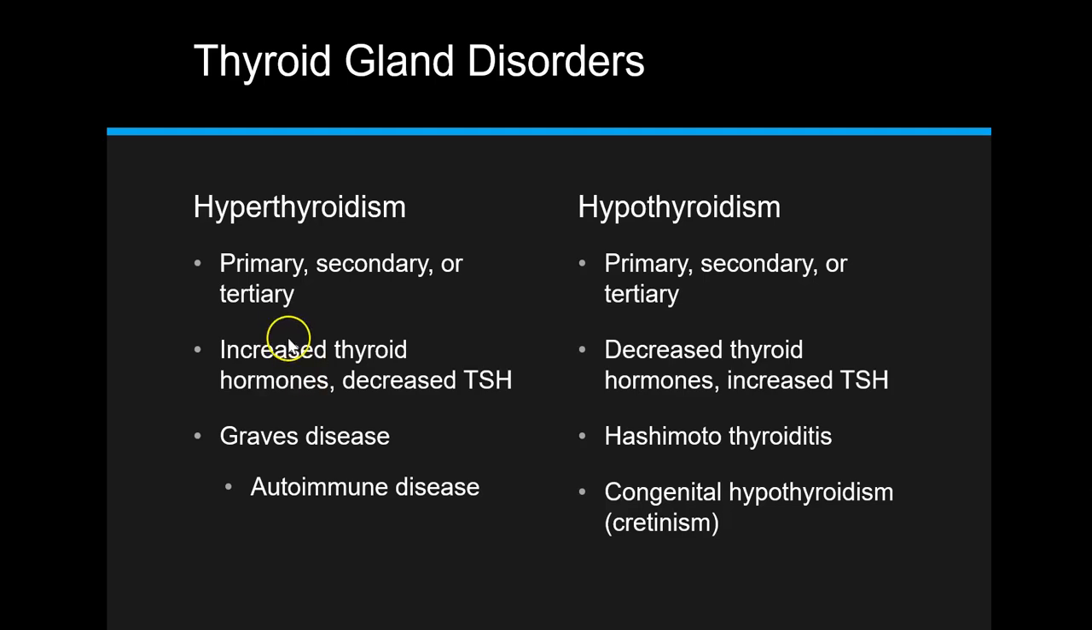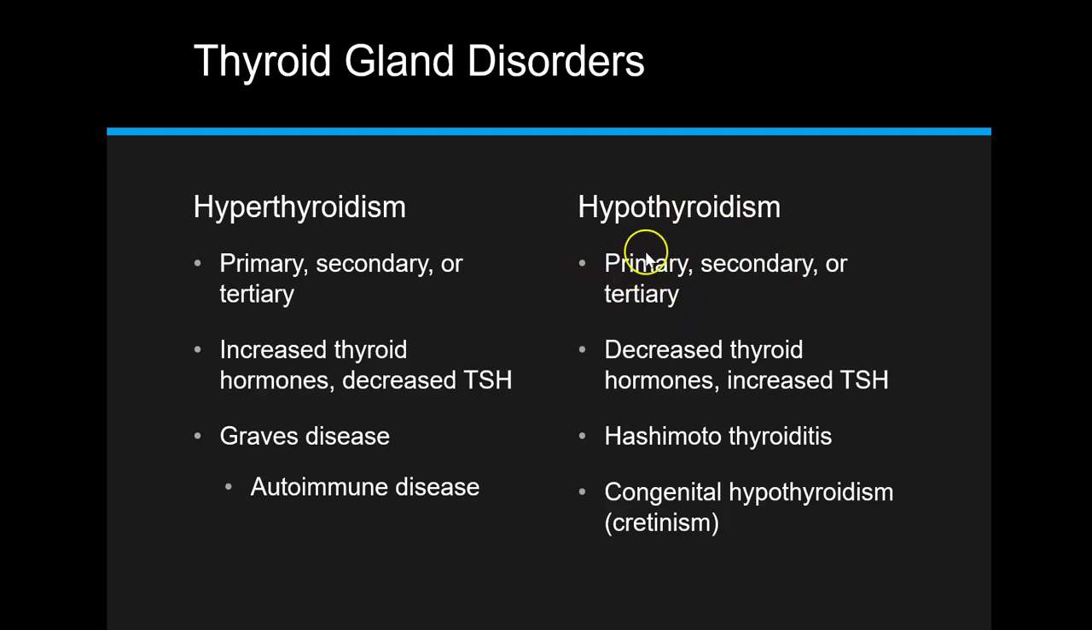Graves' disease is an autoimmune disease with an antibody to the TSH receptor, which allows it to be turned on all the time, and thinking that TSH is constantly stimulating it. And so in Graves' disease, you have a hyperthyroid state with increased thyroid hormones being produced because of an autoimmune process.